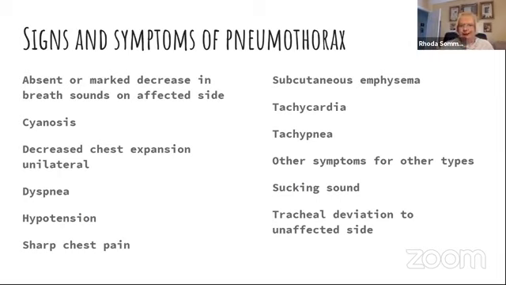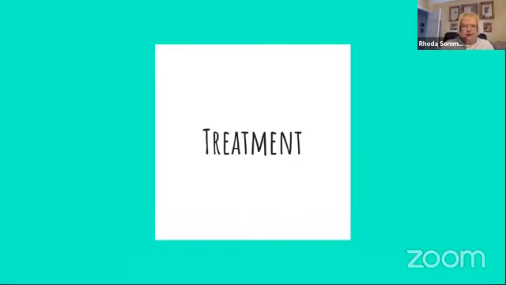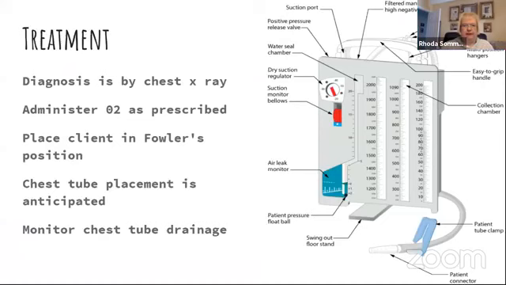So subcutaneous emphysema would be similar to that. They're also tachycardic, tachypneic. Now, there are other symptoms that you can see, and they're from the other 2 kinds. That sucking sound would occur with that open chest wound that I was talking about, and the tracheal deviation to the unaffected side would occur with the tension pneumothorax. Again, you would call the doctor because that is life-threatening.